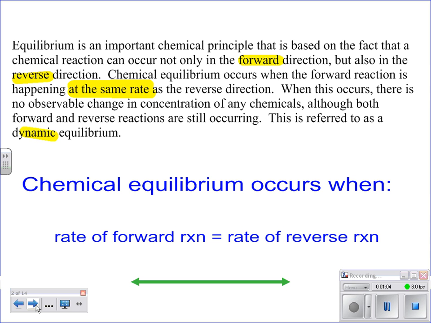So again, chemical equilibrium occurs when the rate of the forward reaction equals the rate of the reverse reaction. And notice the arrow right here. This is how we illustrate that it's a reversible reaction. You have a two-sided arrow.